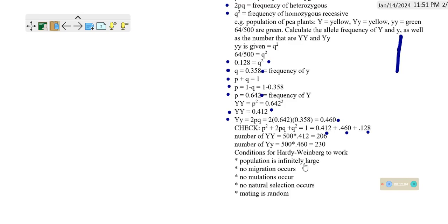We also have to assume that no migration occurs, that all of the changes to genetics in a Hardy-Weinberg population occur within that population. No mutations occur, so again, all changes to genetics occur within the population. No natural selection occurs, so every phenotype is equally likely to survive, and mating is random. That's important as well, because then there's no sexual selection at work. It's not like the females all prefer males who are a certain genotype. That's actually going to influence this, and then Hardy-Weinberg doesn't work.